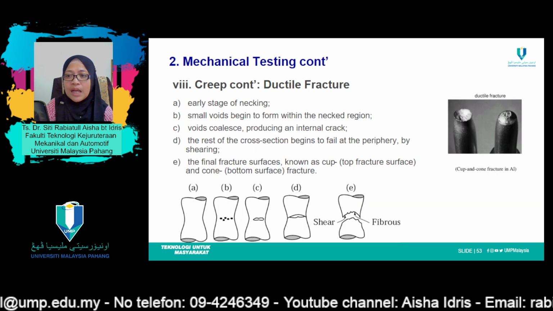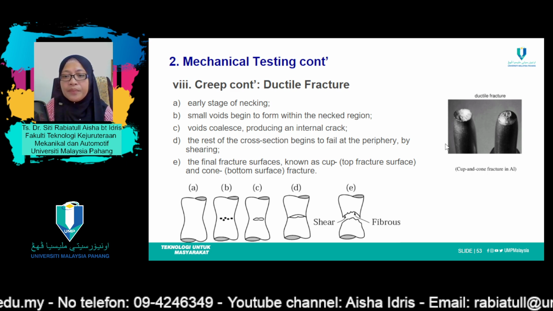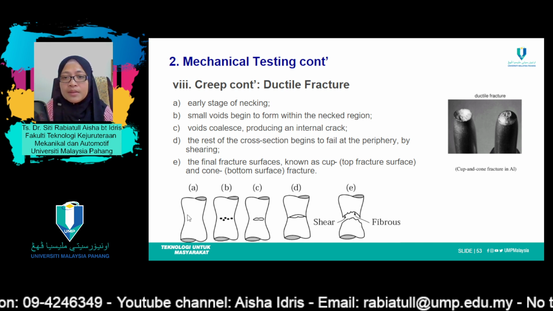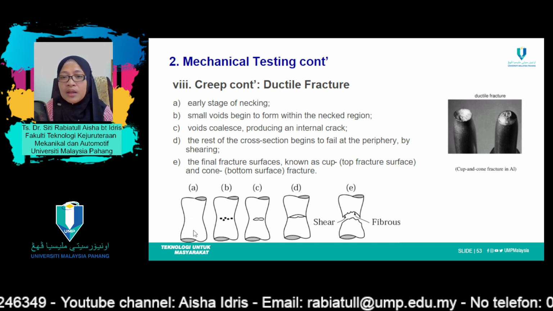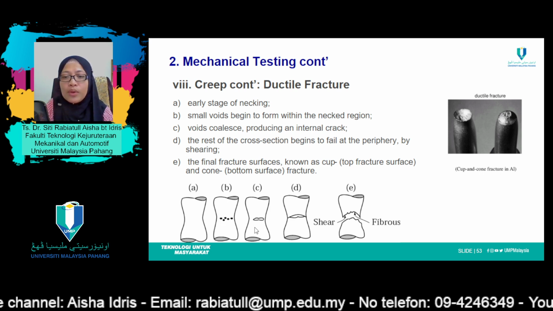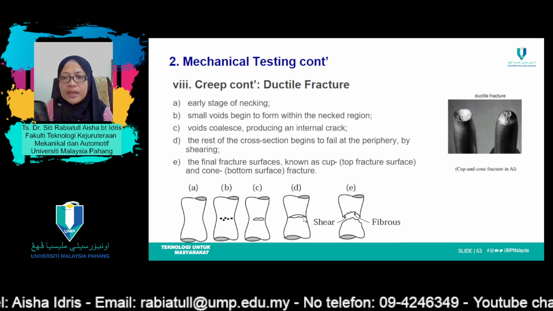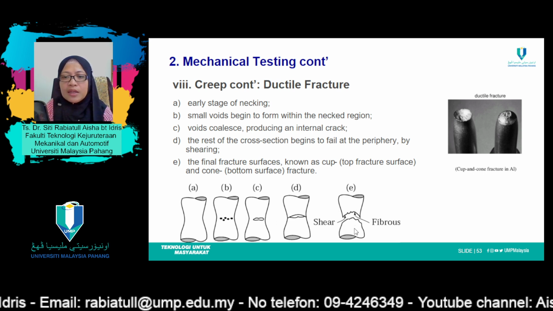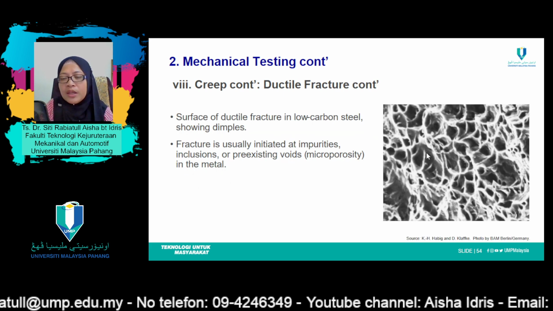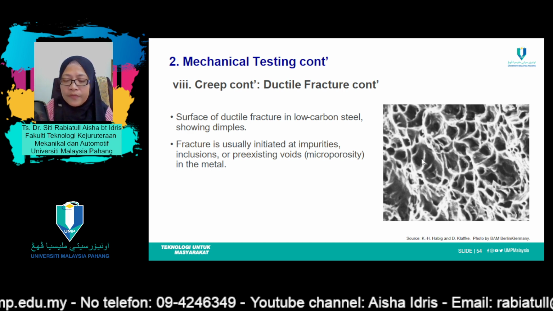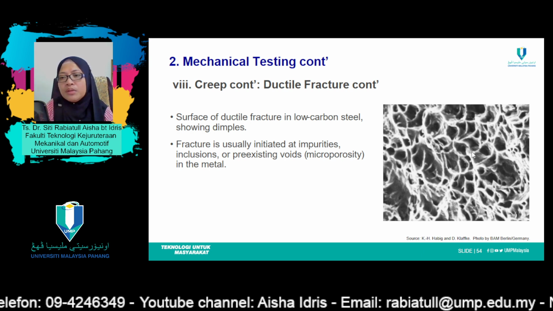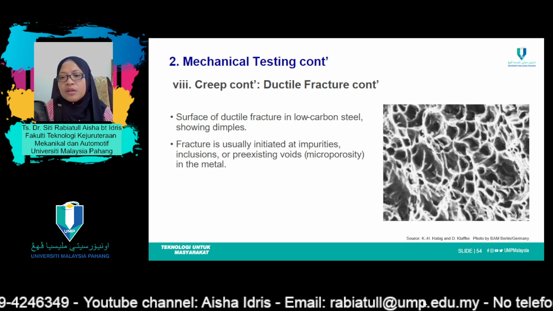This is an example of ductile fracture. This is how it occurs. Firstly, it starts to have necking at the specimen, then voids begin to form at the necking area. After that, they combine with each other, producing an internal crack. After that, it starts to rupture. And this is the surface topography for a ductile fracture. You can see a dimple shape on the texture.